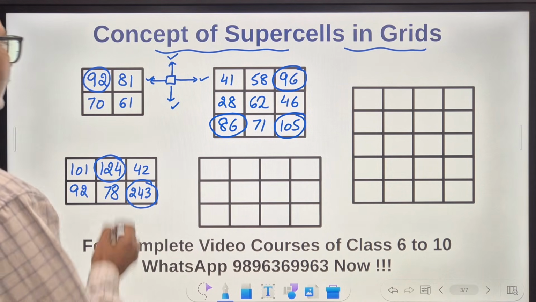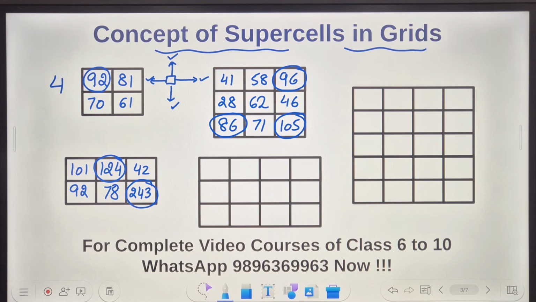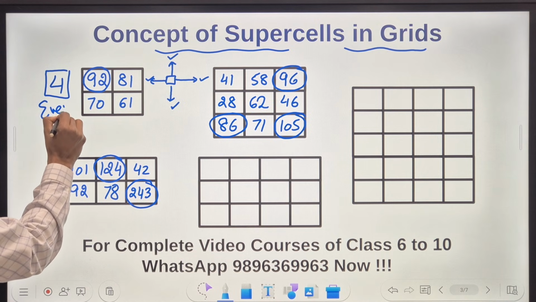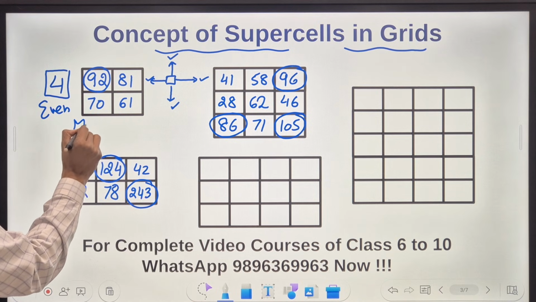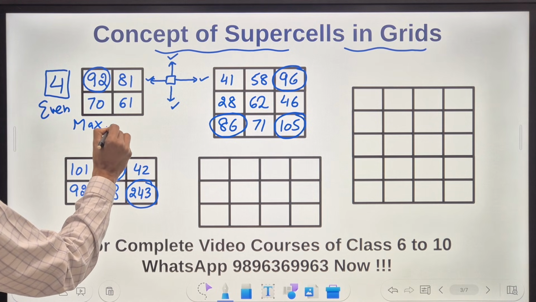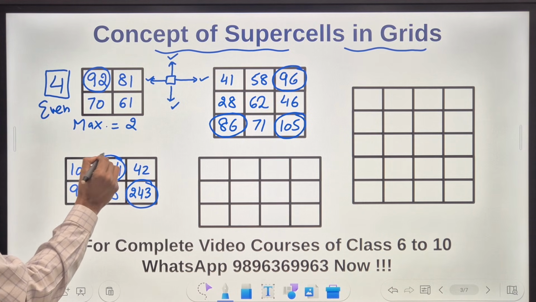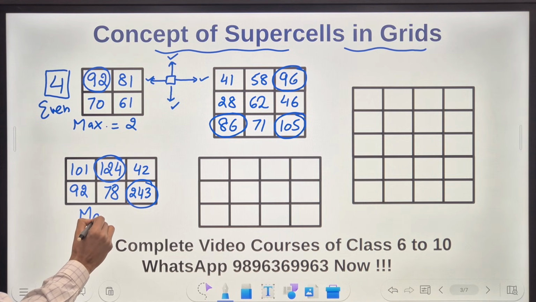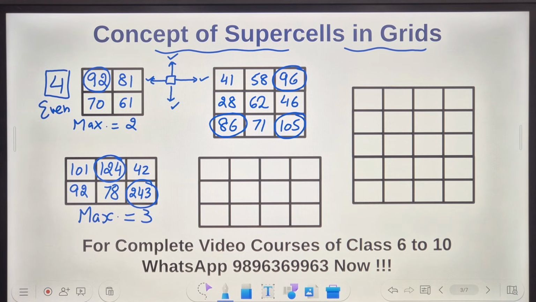Remember the rule. Here we have 1, 2, 3, 4 blocks. So if the number of blocks is even, then just take half of this. 4, the half is 2. So this grid can have a maximum of 2 supercells. Likewise, 1, 2, 3, 4, 5, 6. It has 6 cells. Now 6 again is even. Half of 6 is 3. So the maximum number of supercells this grid can have is 3.